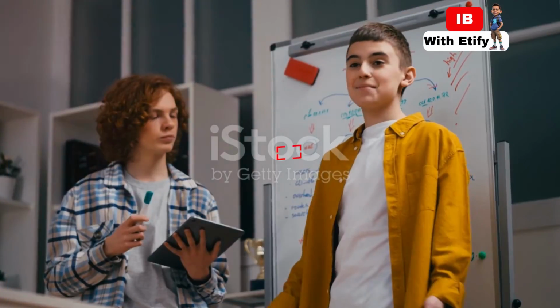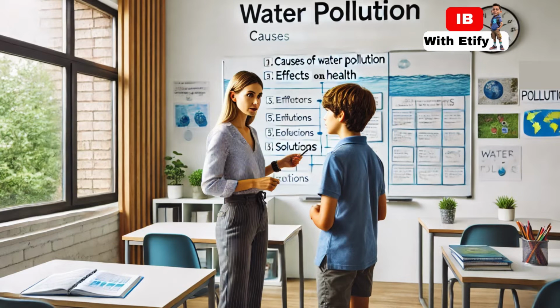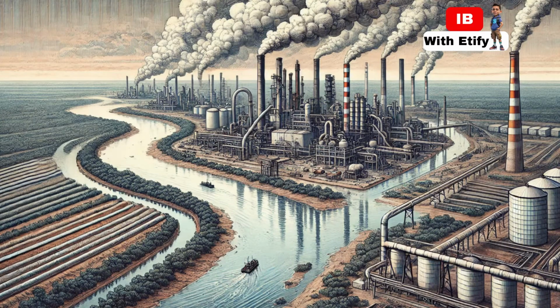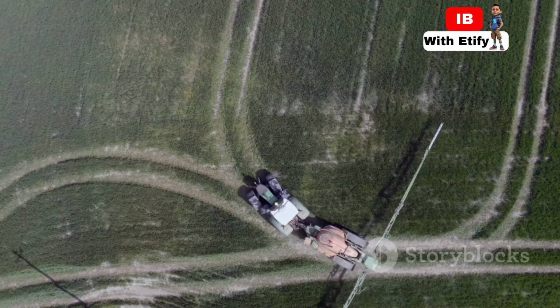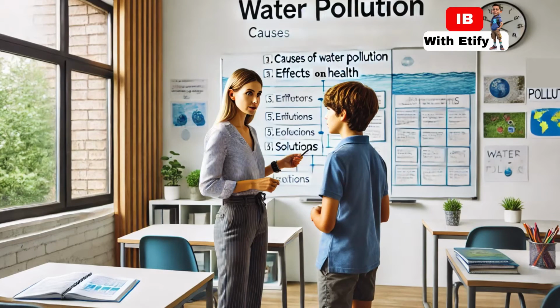Could we go over an example, maybe something like water pollution? Certainly. Water pollution is a great topic because there are clear causes and serious effects. Let's break it down. Think about sources of pollution, like industrial waste. Factories often discharge chemicals and toxins into rivers and lakes. Another cause is agricultural runoff. When farmers use pesticides and fertilizers, these chemicals can wash into water bodies. So industries and agriculture are major causes.